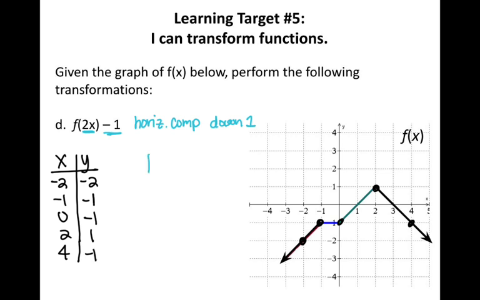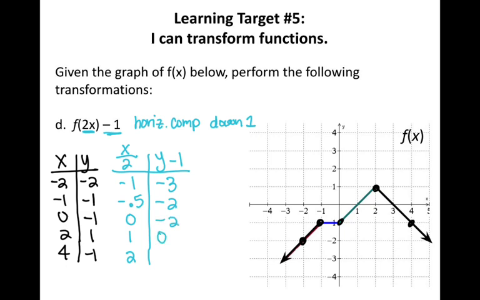Okay, so for my transformations, horizontal compression, I'm going to take all of my x's and divide it by 2. So anything that's horizontal, whether it's a stretch or compression, you're dividing your x value by that number. And moving down 1 means I'm taking my y's and subtracting 1. So let's go ahead and divide all these x's by 2. That gives me -1, -0.5, 0, 1, and 2. All of my y's, I'm going to subtract 1, so that's -3, -2, -2, 0, and -2.